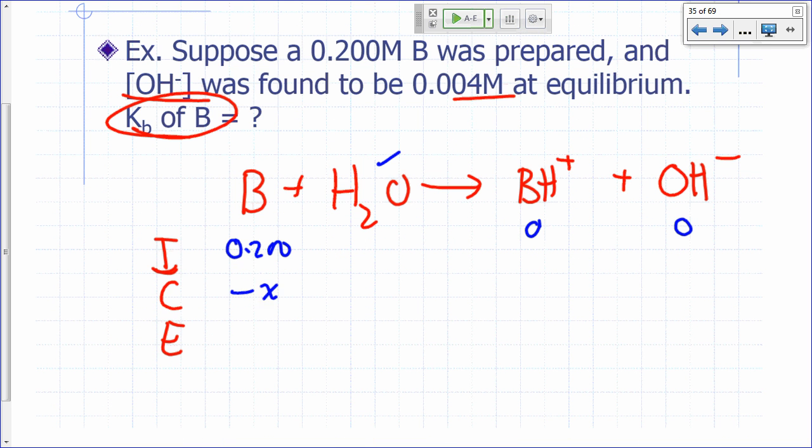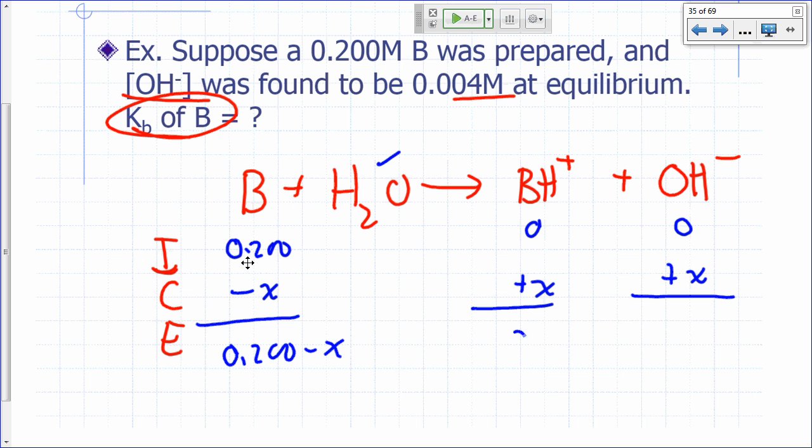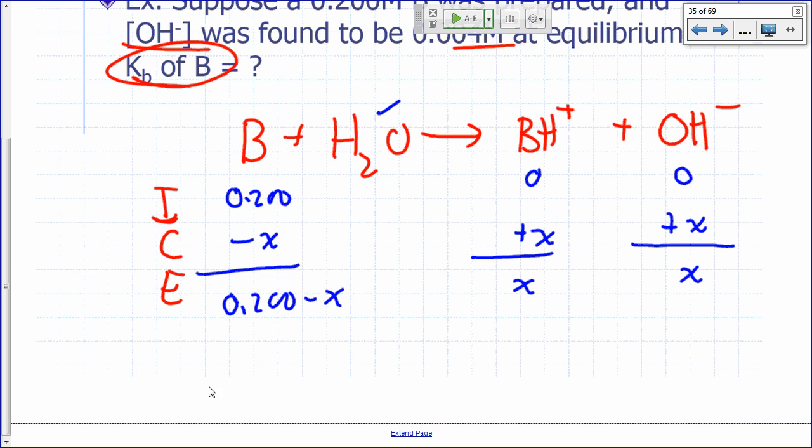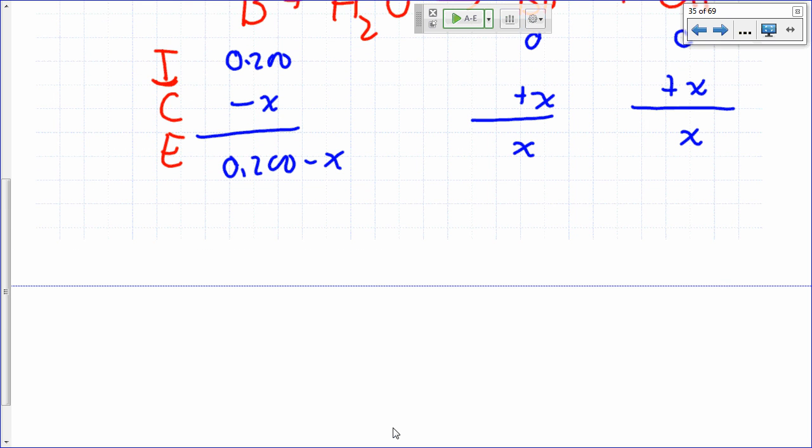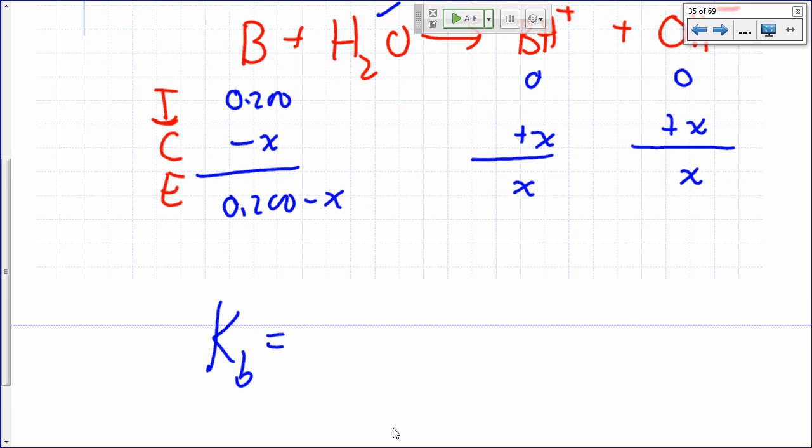You lose X moles of this. You make X moles of that. You make X moles of that. And what would you have at equilibrium? 0.200 minus X. And this is going to be X. And that's going to be X. What's your expression for Kb? Products over reactants, right?